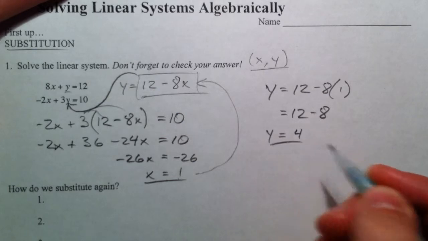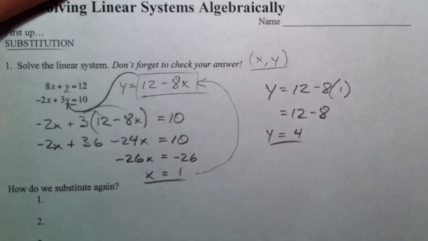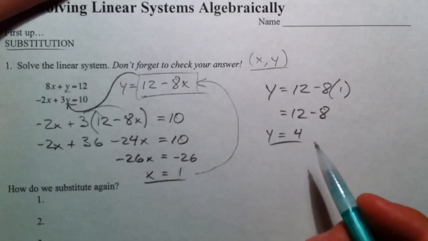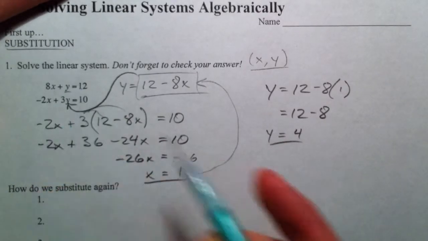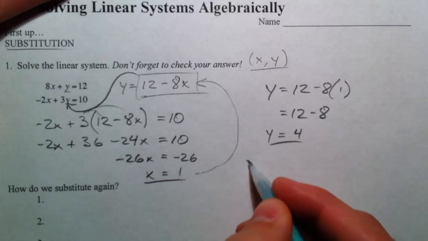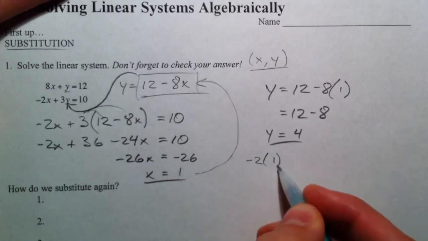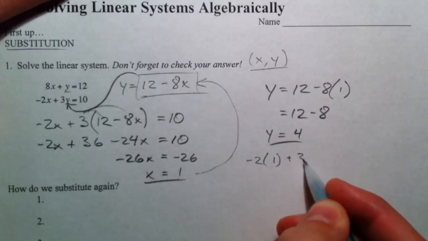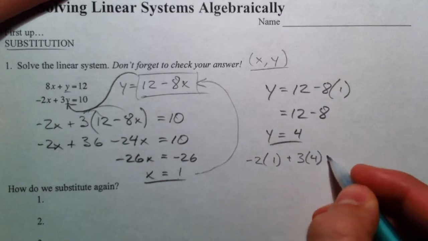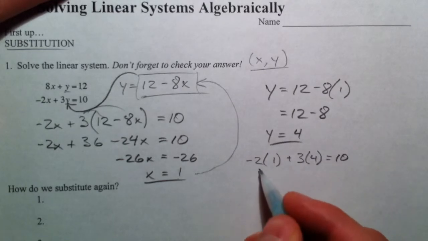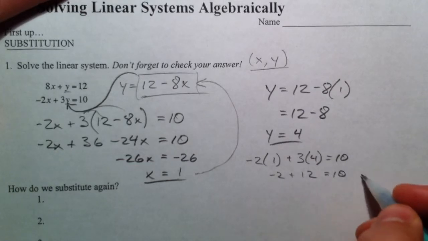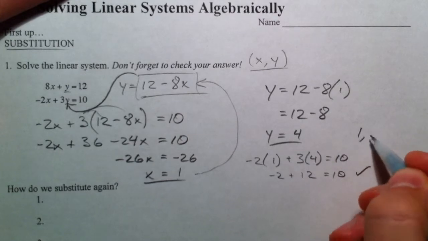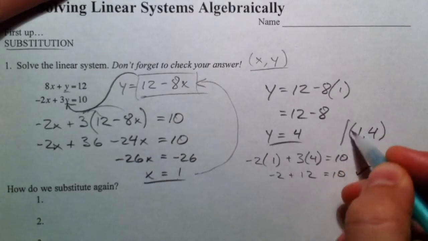y equals 4. Now, you can check your answer, and technically to check your answer, it has to work in both equations. But just check it in the equation that you didn't use. So negative 2 times our x, which is 1, plus 3 times 4 equals 10. So negative 2 plus 12 equals 10. That checks out. So your answer is 1, 4.